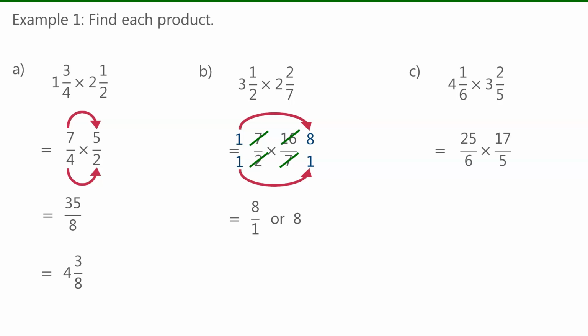25 and 5, I know that 5 fits into both of those numbers. So 5 fits into 25 5 times, and 5 fits into itself once. When I look at 6 and 17, there's nothing that fits into both of those numbers. So then I multiply the numbers that are there. So 5 times 17 and 6 times 1 gives me 85 over 6. Then I can change that number into a mixed number. 6 fits into 85 14 times. There's 1 left over. So it's 14 and 1 over 6.